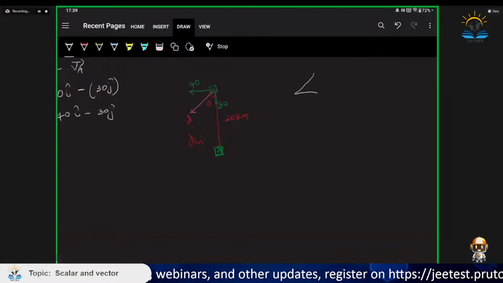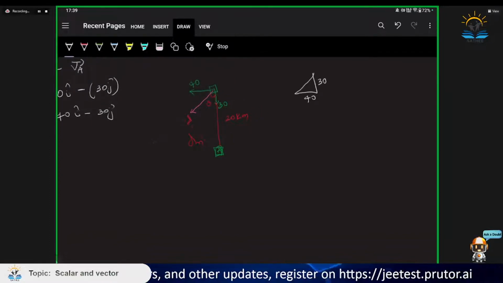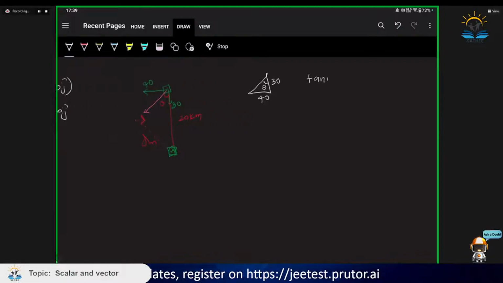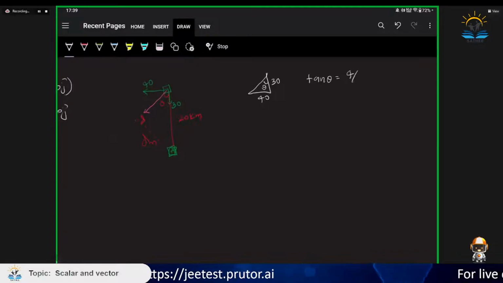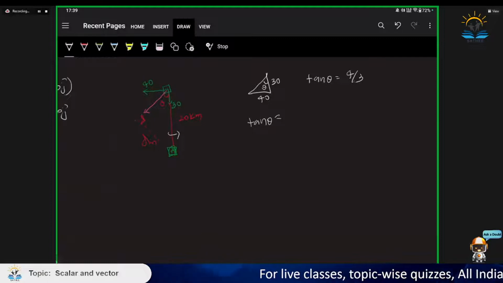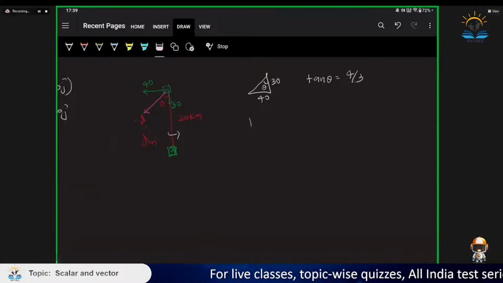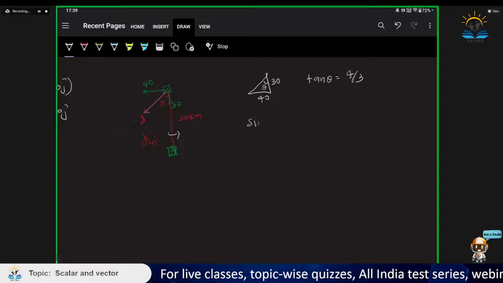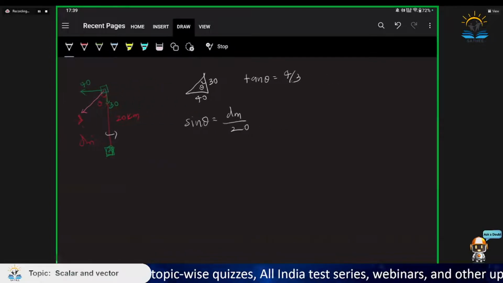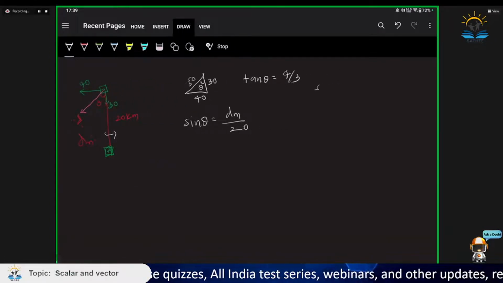So from this triangle, this is theta, this is 40, this is theta, then tan theta we can write as 4 upon 3. Okay, so from here also tan theta will be how much? No, you have to find out sin theta, right? So sin theta will be dm by 20.